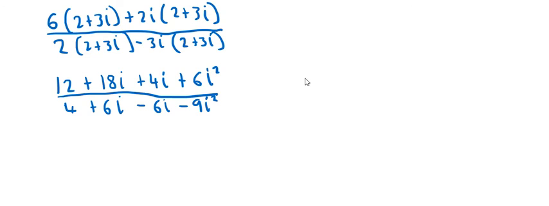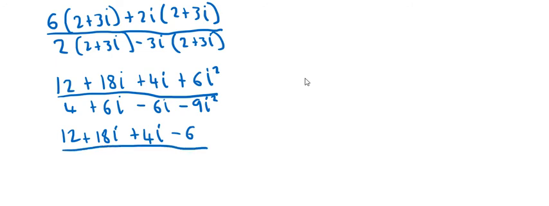So we're going to get 12 plus 18i plus 4i minus 6, because when we change the i squared to a minus 1, multiplied by 6 is minus 6.